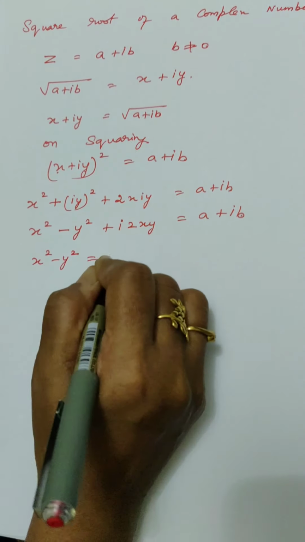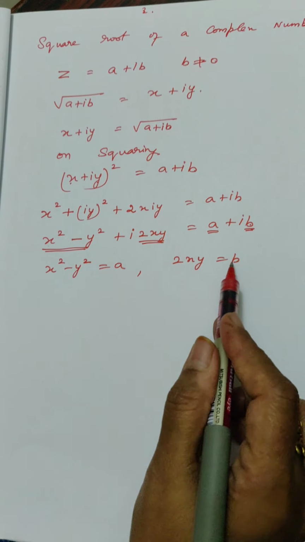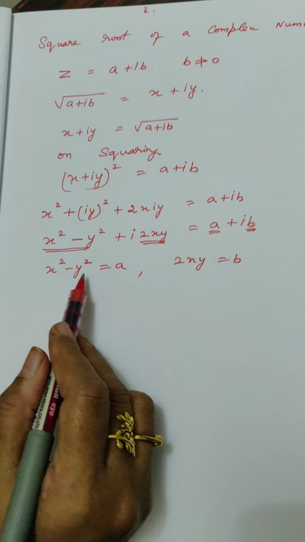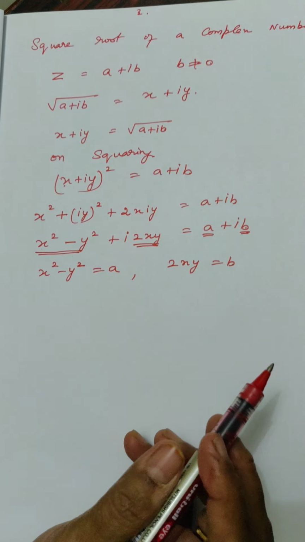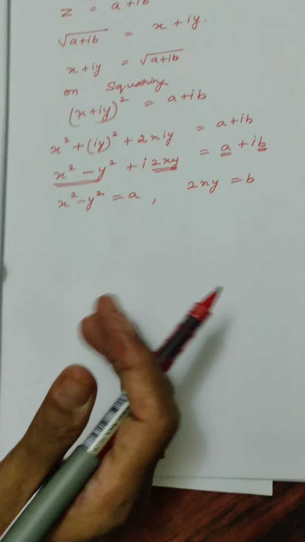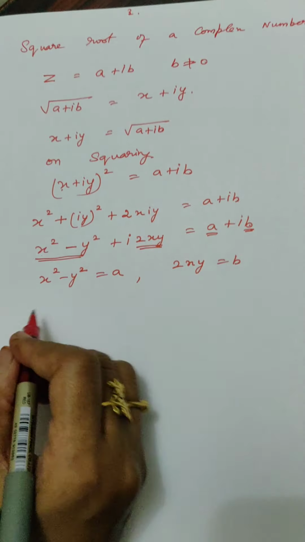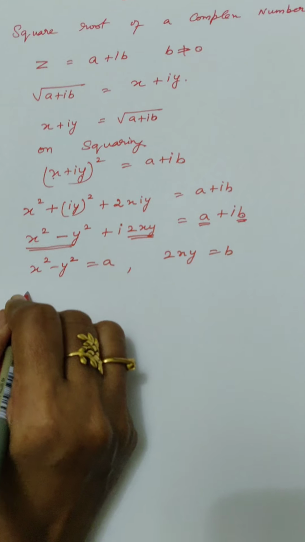Is it clear? Our aim is to find out x and y. You can simply use 2xy equal to b, and y is equal to b by 2x. On substituting this, you will get one equation. Solving the equation is a somewhat tedious process, so I am going to apply one more formula.